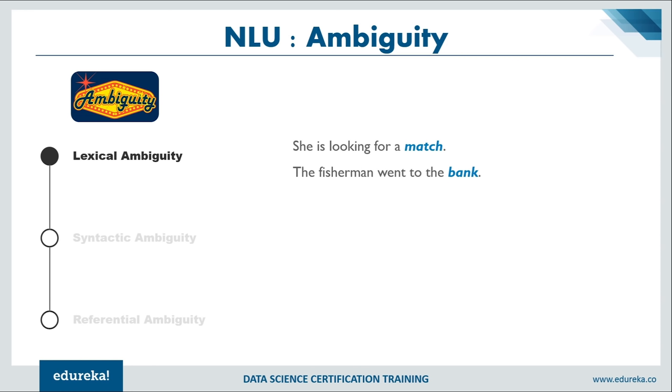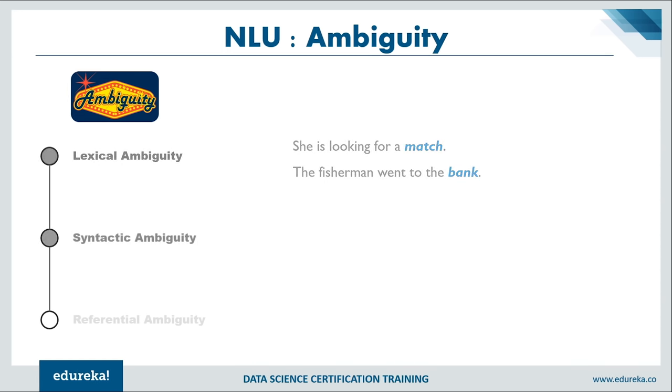For example, let's consider the following sentences and focus on the italicized word. She is looking for a match. Now, what do you infer here from the word match? Is she looking for a match, that is a head-to-head match, or is she looking for a match as in a partner? The fisherman went to a bank. Is it the bank where we withdraw our money? Or is it the bank where he rows his boat or catches fish?